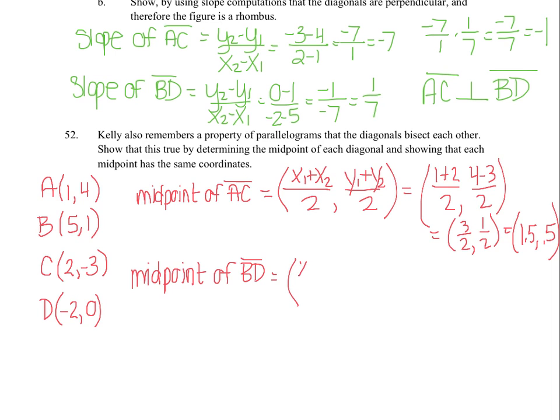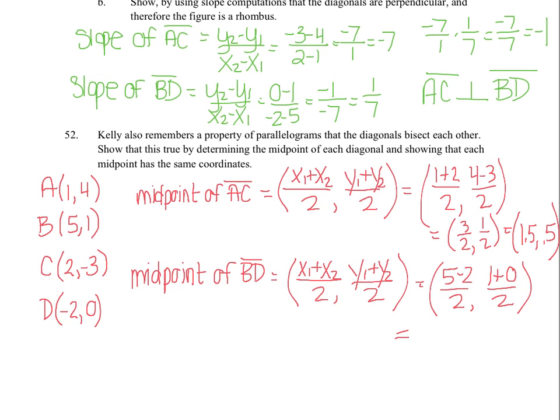The midpoint of BD is the same formula, x1 plus x2 divided by 2, y1 plus y2 divided by 2. So I'm going to be adding 5 minus 2 over 2 and 1 plus 0 over 2. 5 minus 2 is 3 over 2, 1 plus 0 is 1 over 2, which also equals 1.5 and 0.5. So we've proven that the midpoints of AC and BD, which are our diagonals, are the same. So our diagonals bisect each other, and this proves another property of parallelograms.